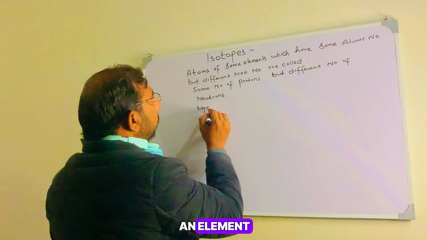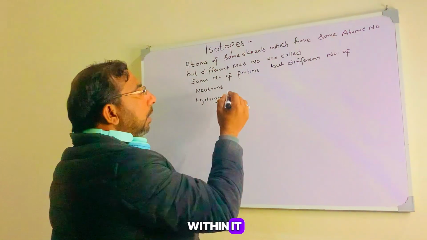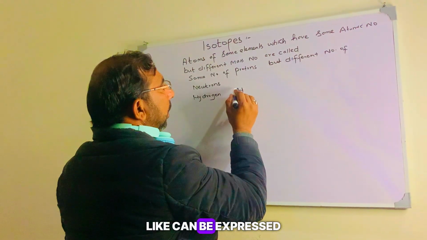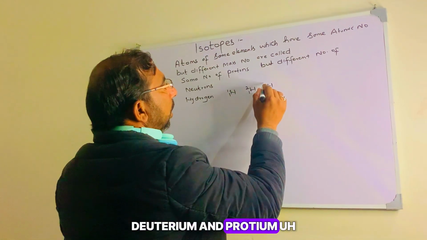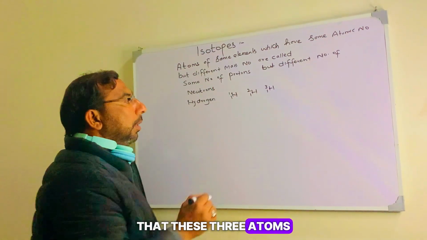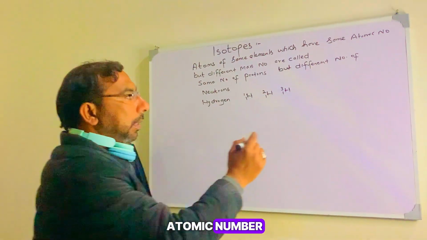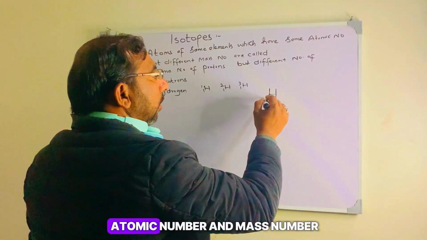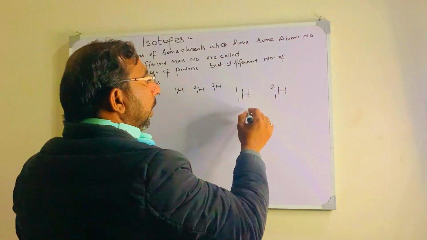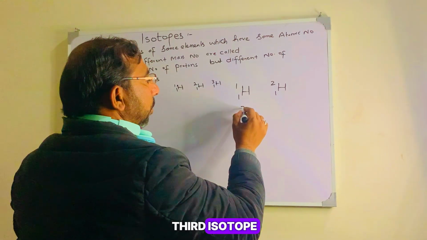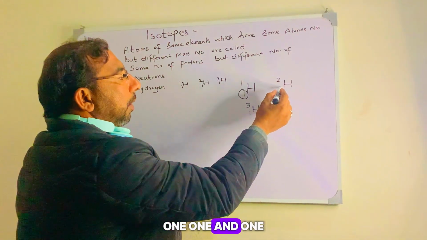We use some examples, first of all hydrogen. Hydrogen is an element and it has three different types of atoms within it, which can be expressed as protium, deuterium, and tritium. These three atoms have the same number of protons because they have the same atomic number, each with its atomic number and mass number. We can see that they have the same number of protons, one and one.